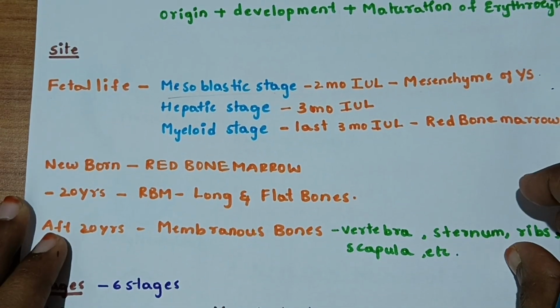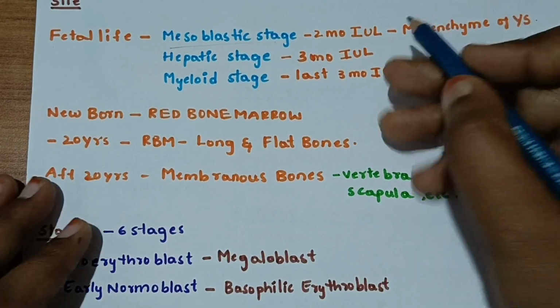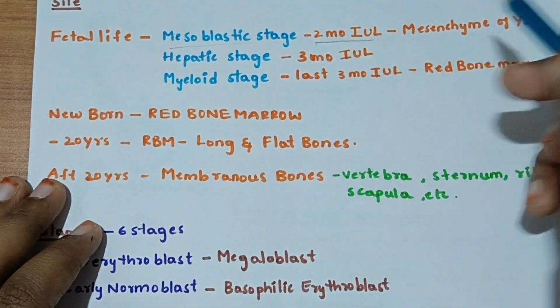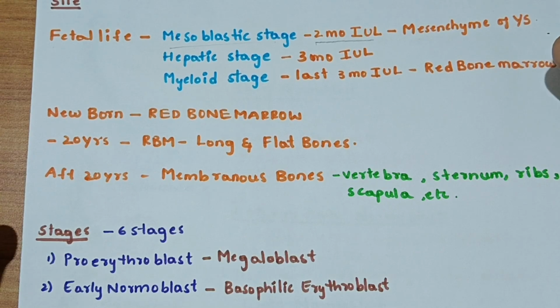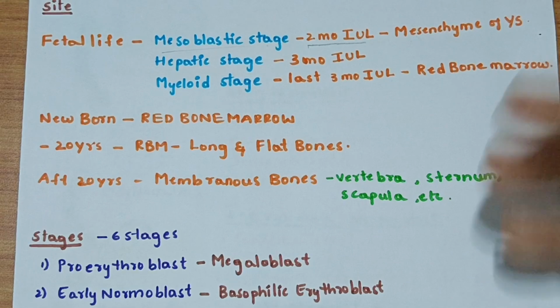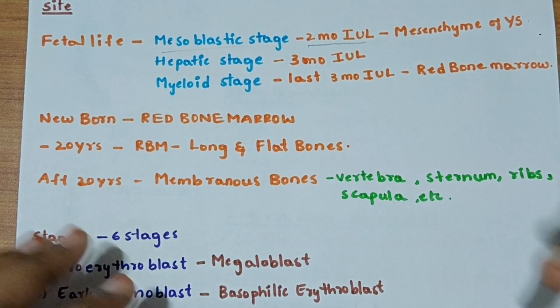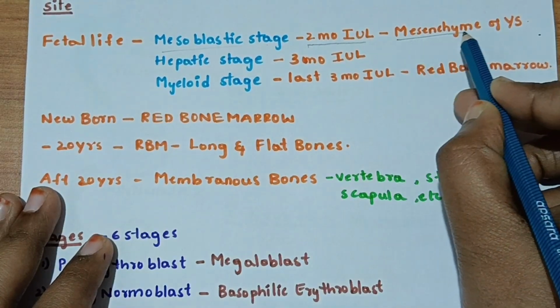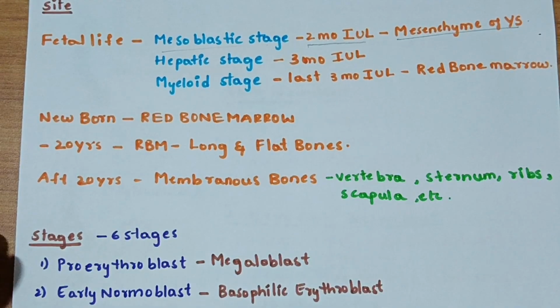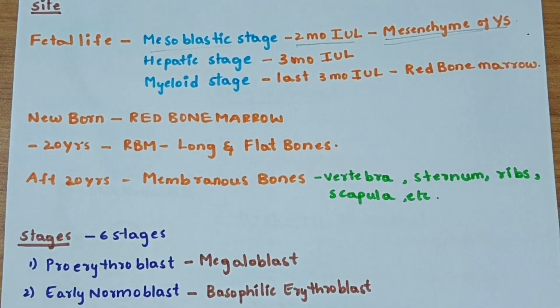So what is the mesoblastic stage? It is the stage of production of RBC, that is erythrocytes, at 2 months of intrauterine life. From where are these RBCs produced in the mesoblastic stage? They are produced from the mesenchyme of the yolk sac.